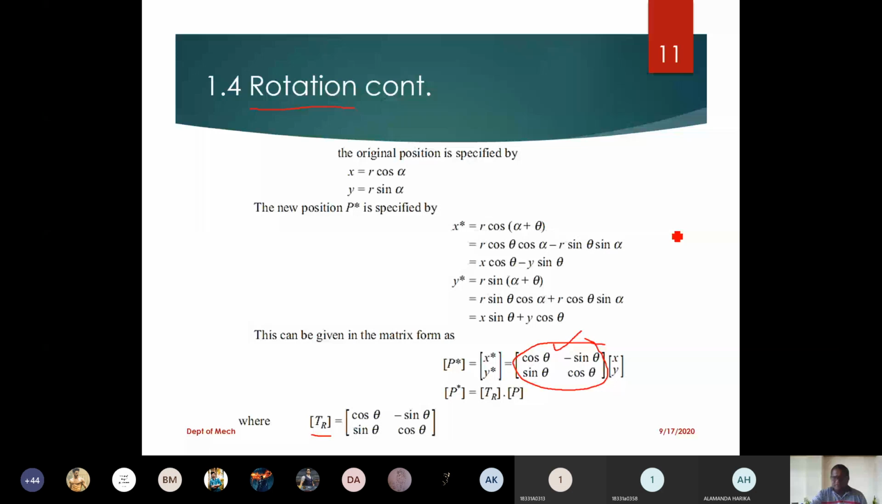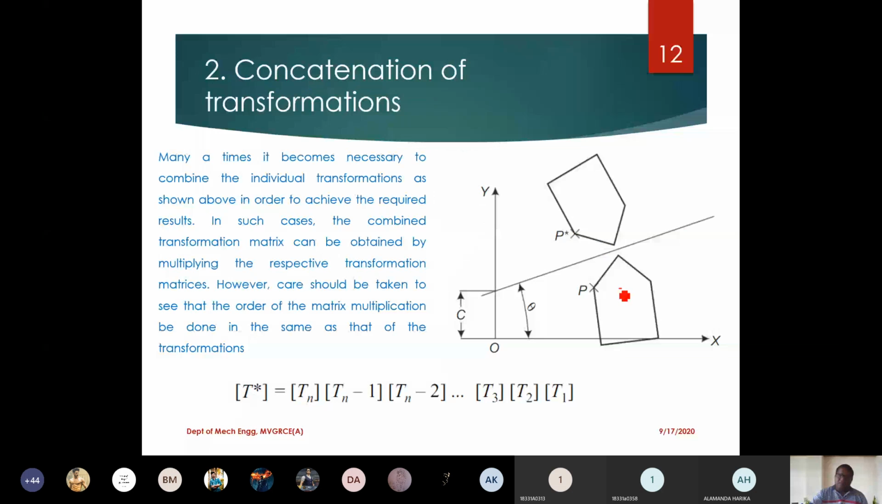Okay. So, this is the original object, whose coordinates would be supplied to you in the question. You don't need to worry. And here the question is, there is a straight line, an arbitrary straight line, whose y-intercept is c, and whose inclination with respect to the x-axis is theta.